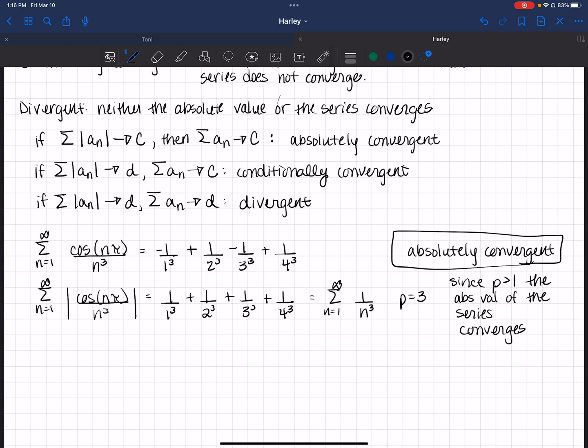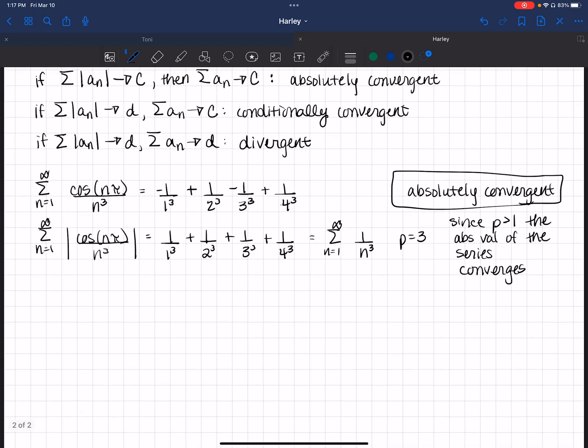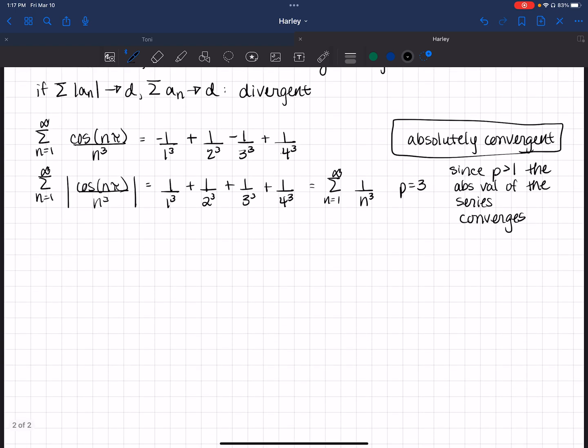Okay, and that should be by the absolute convergence theorem. You can look that up. But by the absolute convergence theorem, the original series also converges, making the original series absolutely convergent. Okay, let's look at another one.